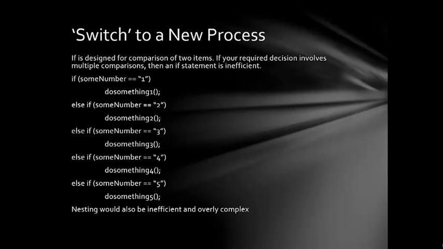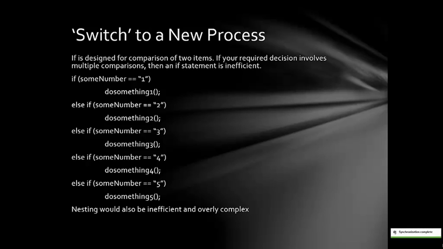Now another programming process we can use is called a switch. Now if we look at the screen here, we have an if statement. So initially an if is designed to compare two items. So if some number is equal to 1, okay, then do something. But we can do else ifs here, like if some number is equal to 1, do something 1, else if some number is equal to 2, do something 2, and we can keep on going down the line. We can also do nesting and things like that, but sometimes that is inefficient.